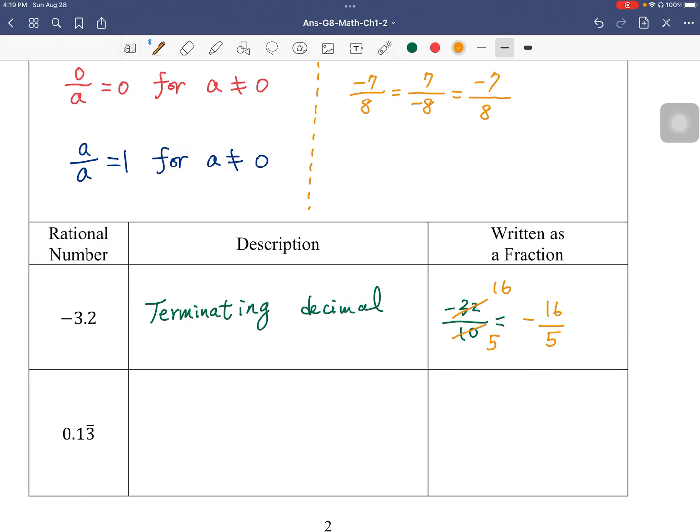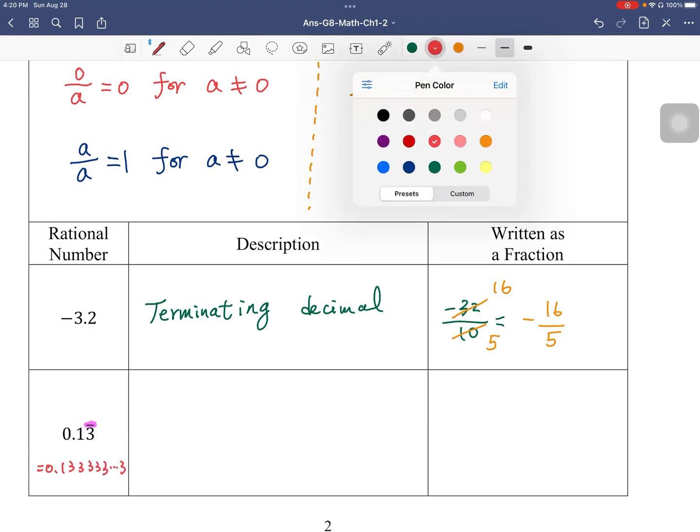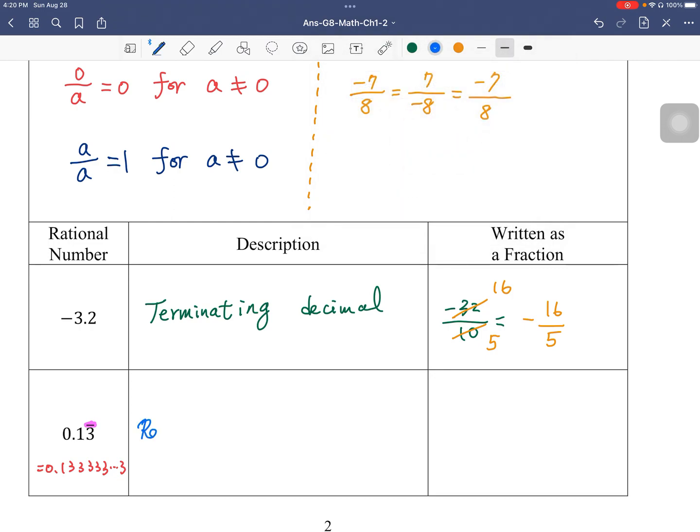Now I have the second one, which is a repeating decimal. When I see anything with a bar like this, it is a repeating decimal. So it's 0.13333333, which is what I call a repeating decimal. This can also be written as a fraction, 2 over 15.